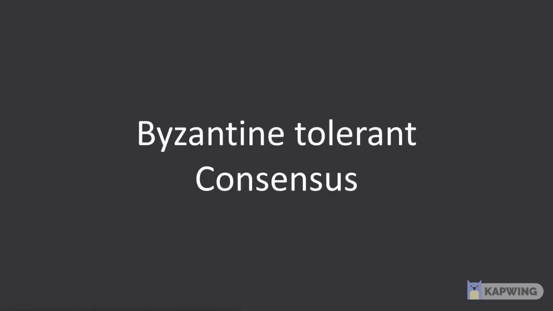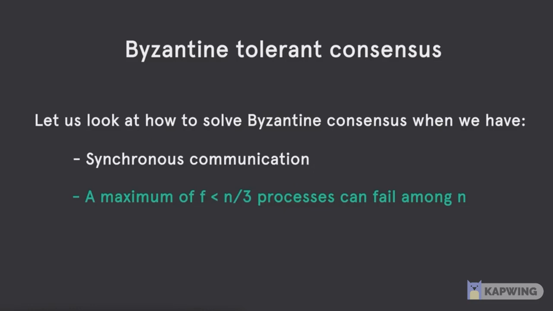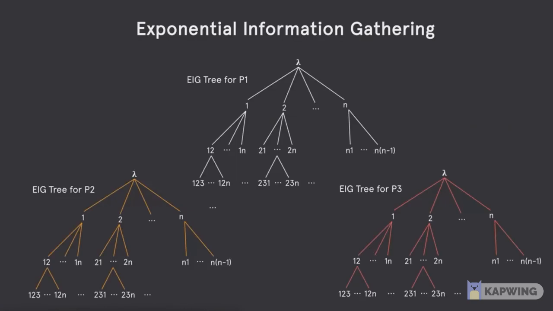Let's see how to reach consensus in the presence of Byzantine failures. To solve Byzantine consensus, we need synchronous communication, and the total number of processes must be strictly greater than 3 times the number of Byzantine processes. The Byzantine problem can be solved by using the exponential information gathering algorithm.